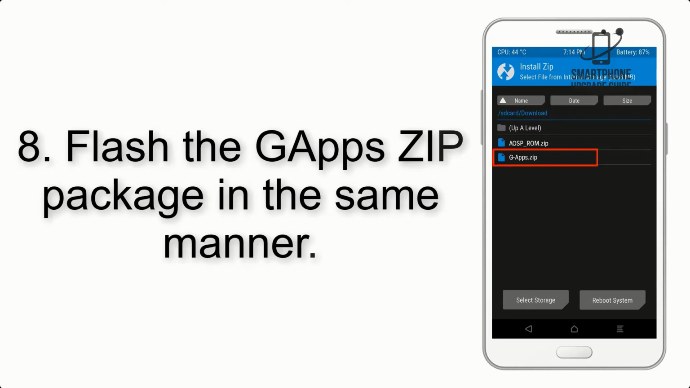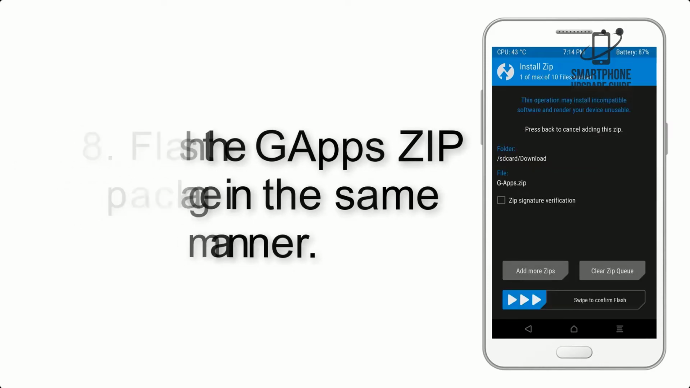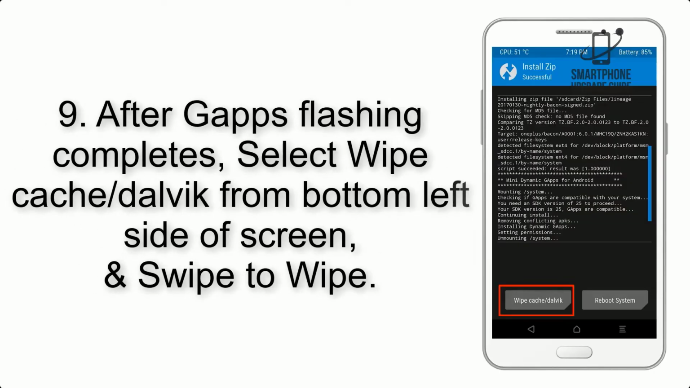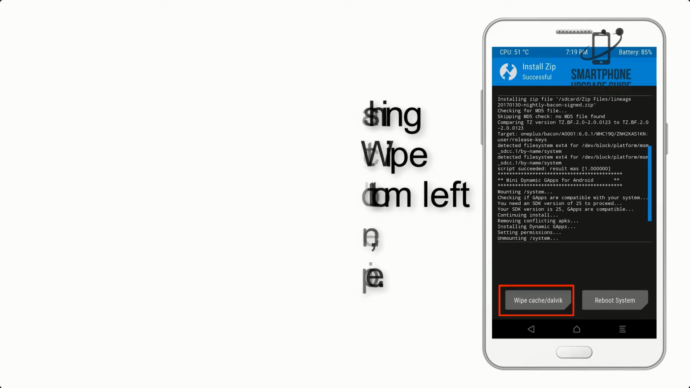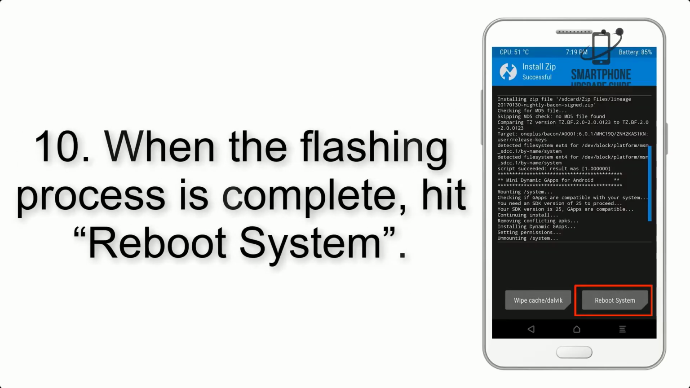Step 8. Flash the GApps zip package, in the same manner. Step 9. After GApps flashing completes, select Wipe Cache and Dalvik from bottom left side of screen, and swipe to wipe. Step 10. When the flashing process is complete, hit Reboot System.